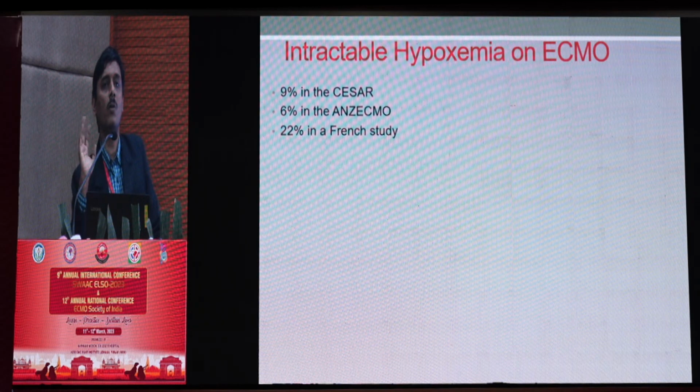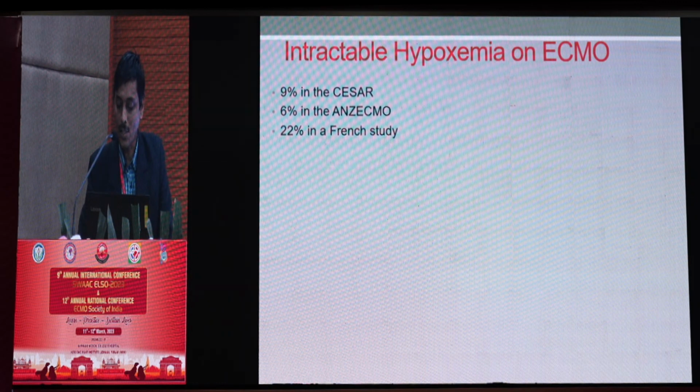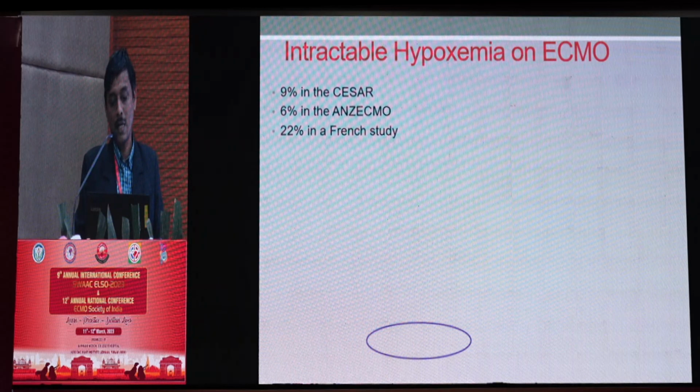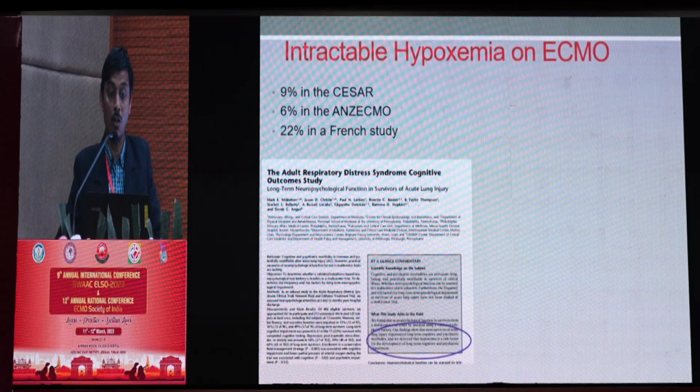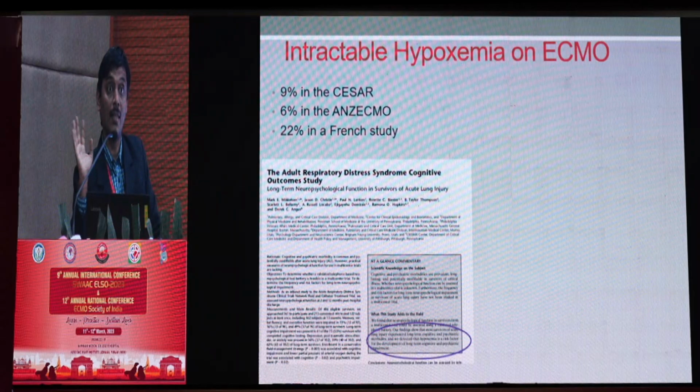Now, why are we worried about hypoxemia? Is this something that you need to worry about and you need to correct at all? Now, that's where I have two papers to show you to compare and contrast. The first paper is a study that looked at ARDS cognitive outcomes, the long-term outcomes after ARDS per se, when patients were mechanically ventilated. Clearly, long-term neuropsychological function was impaired in these patients who were mechanically ventilated for ARDS when they had refractory hypoxemia.